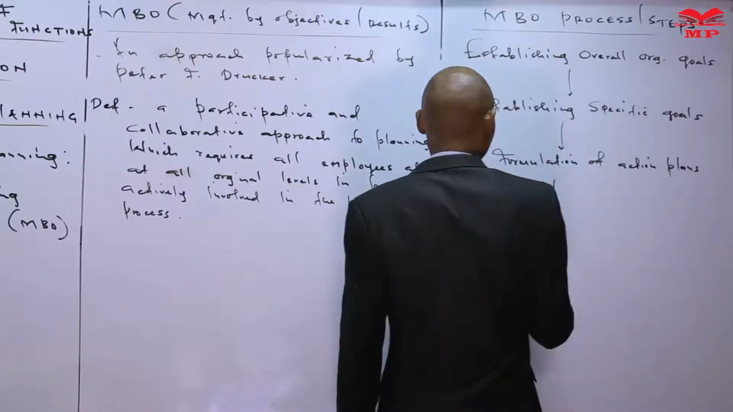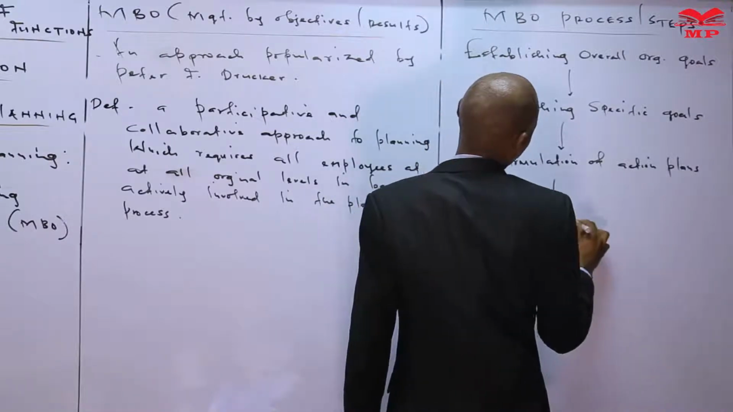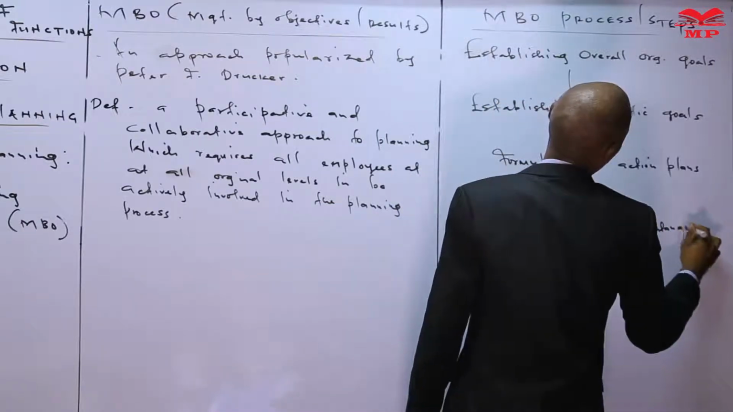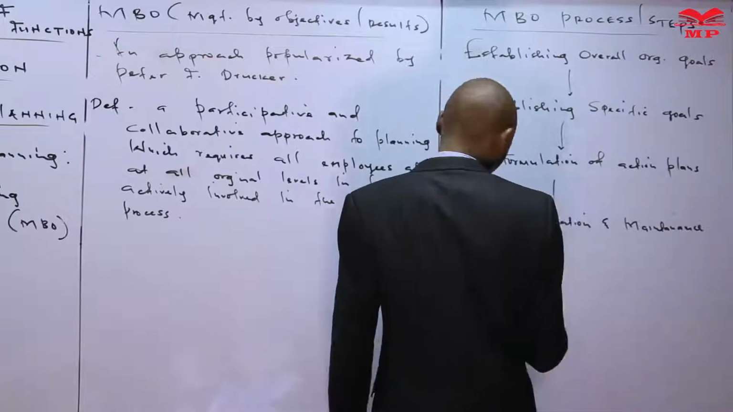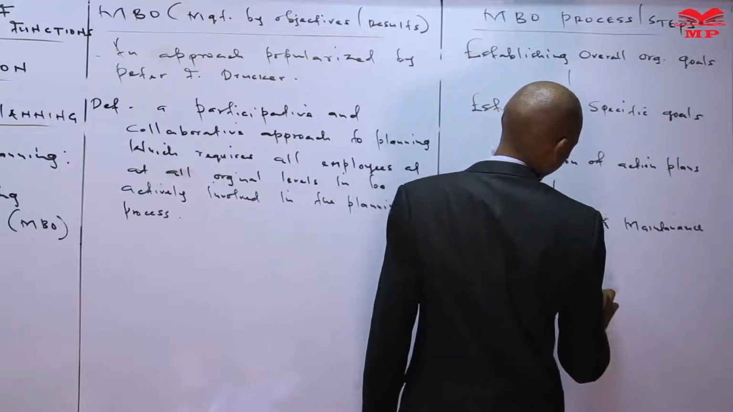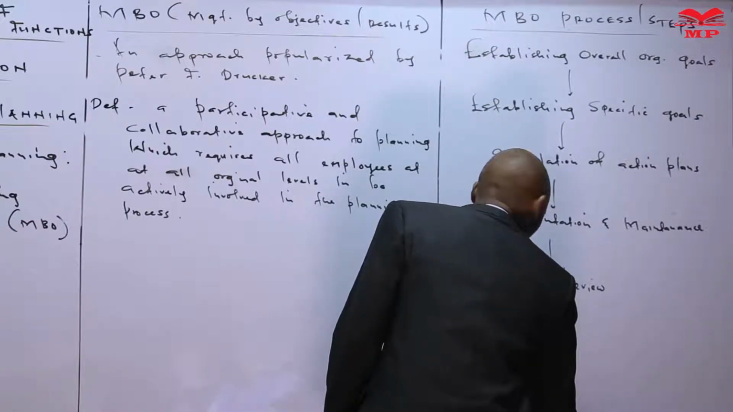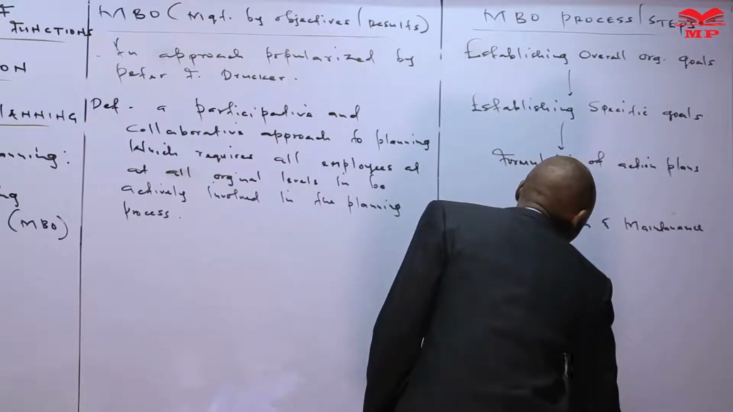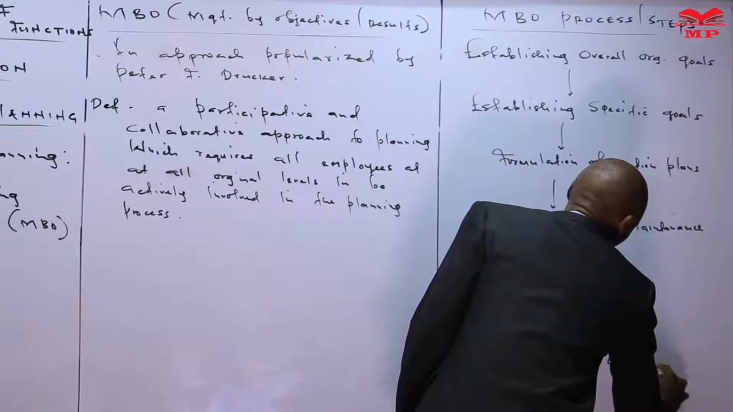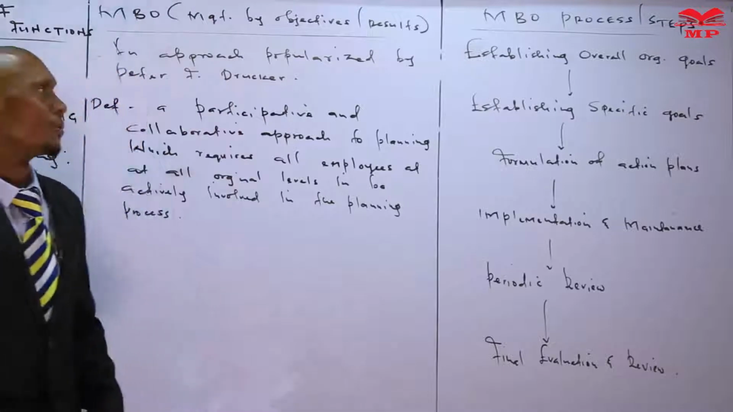fourth step is implementation and maintenance, followed by periodic review and final evaluation and review. So the 6 set of steps make the MBO process.